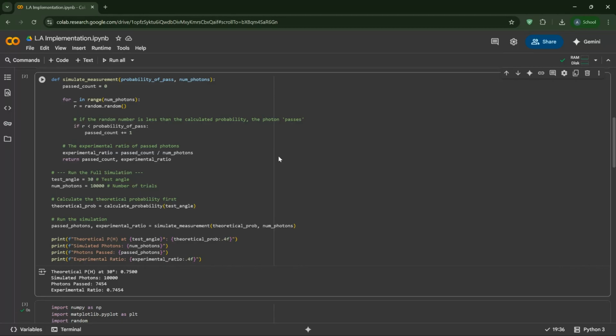By counting the passes and dividing by the total number of photons, we get our experimental ratio. In this experiment, we have used 30 degrees of orientation of the filter. On passing 10,000 photons, we get the experimental ratio very close to the theoretical ratio.